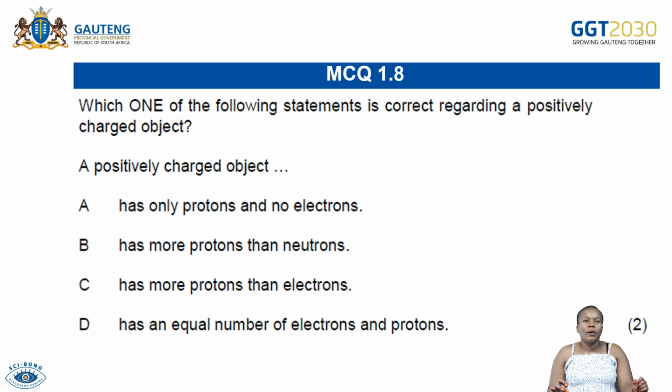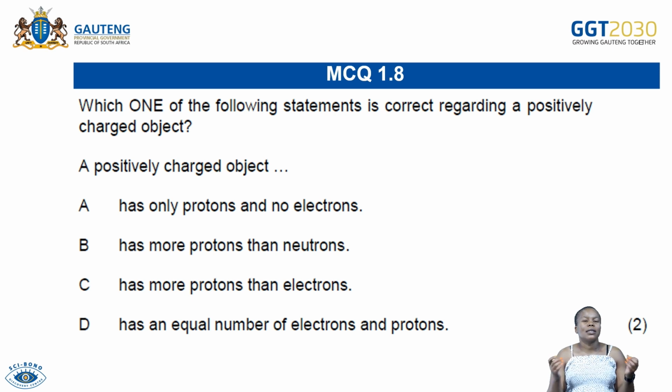Multiple choice question 1.8. Which one of the following statements is correct regarding a positively charged object? A: a positively charged object has only protons and no electrons. No. B: has more protons than neutrons. Definitely no. C: has more protons than electrons. Yes.